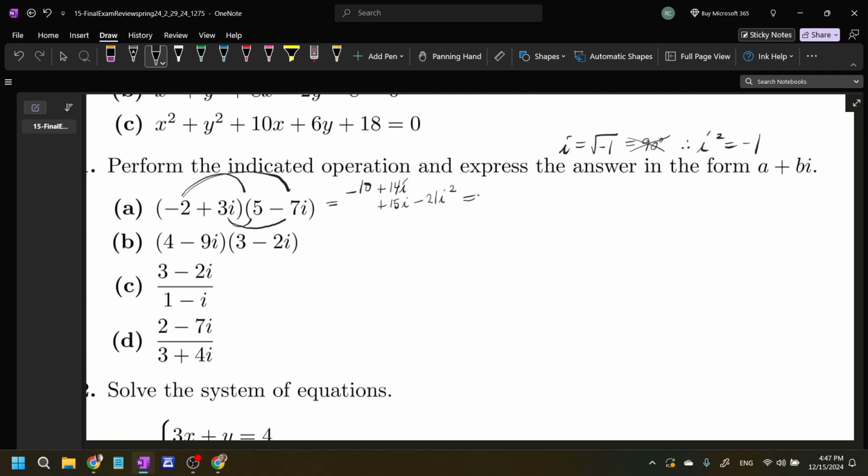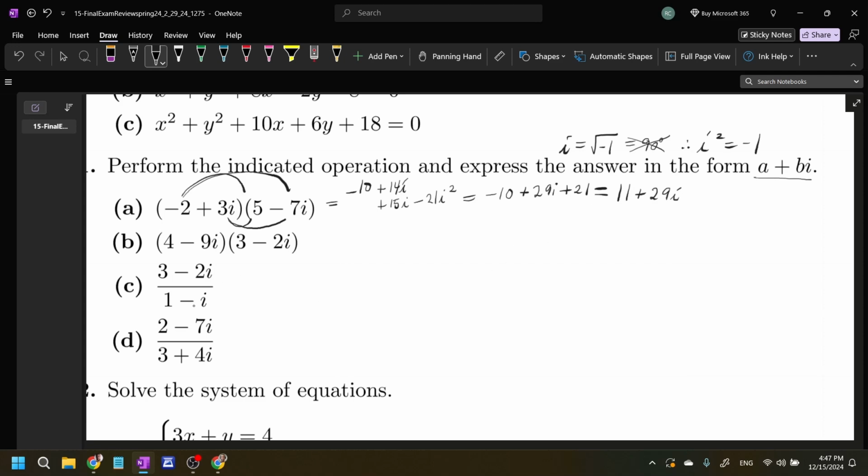Let's rewrite this as negative 10 plus, I'm going to combine these two, 14i and 15i, to get 29i. And minus 21i squared is minus 21 times negative 1. So we're really adding 21. Okay, so we can combine our like terms here. Negative 10 and 21 gives us 11 plus 29i, and that is in the form a plus bi.